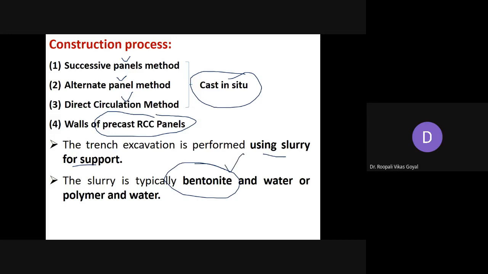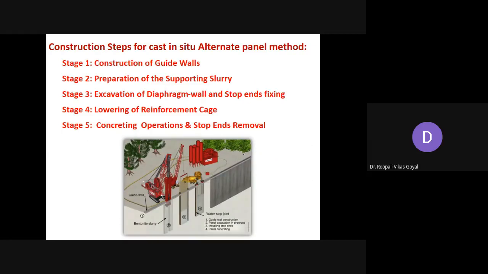Okay, so here you must write down all these steps that are involved in the construction of the cast in situ alternate panel method. Okay, so we are discussing the cast in situ alternate panel method. So first step, or the first stage, is the construction of guide walls. So first you have to provide a guide wall. Okay, you have to just guide, because it's a deep excavation. So proper guide walls are to be constructed, to maintain the verticality.